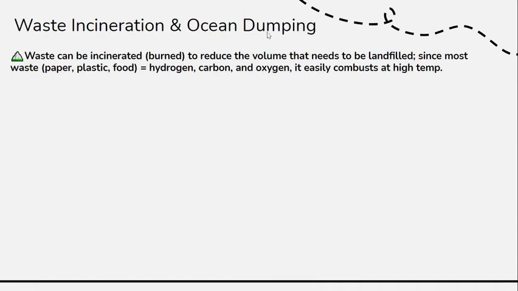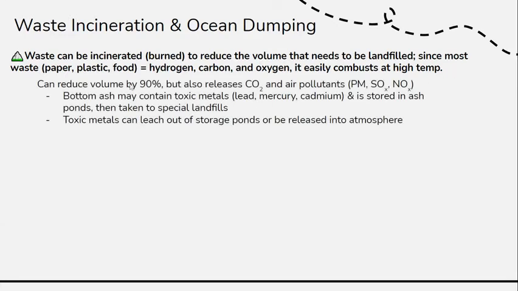So, waste incineration and ocean dumping. Waste can be incinerated or burned to reduce volume that needs to be landfilled. Since most waste, paper, plastic, food, equals hydrogen, carbon, and oxygen, it easily combusts at high temperatures. So it makes a lot of sense. And this can reduce the volume of our trash by 90%. And so we're running out of room in theory, right? Where we put our trash.